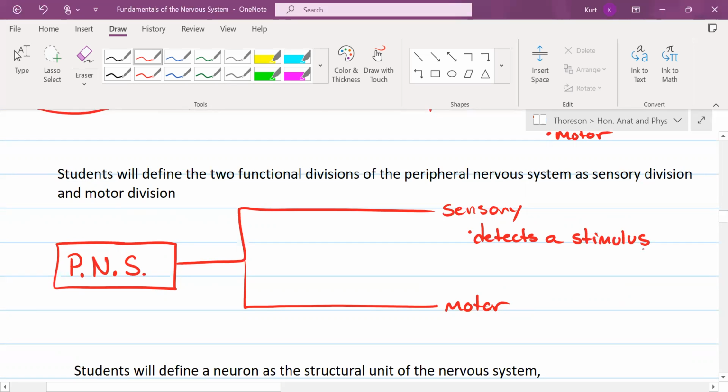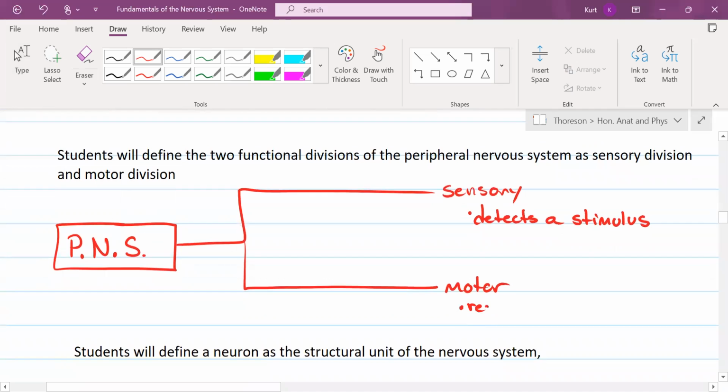Detects a stimulus. You taste something, you smell something, you hear something, like we hear girls yelling in the hallway right now. You feel something. All those senses. And then motor: if sensory detects a stimulus, what is the interaction between your motor branch and a stimulus? You react to it or you respond to it.